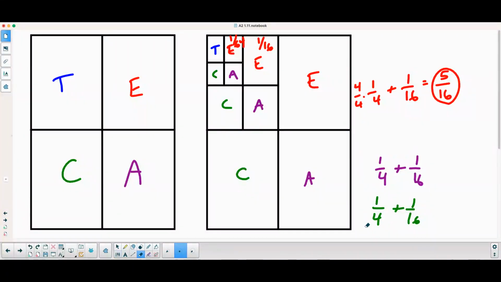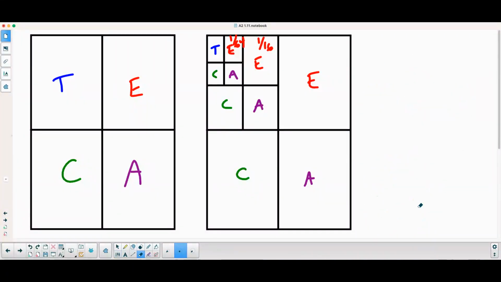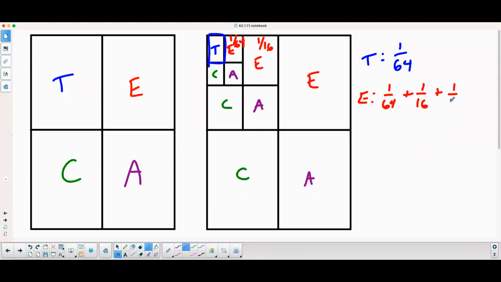So let me erase some of this here. So let's just do Elena. Well, Tyler's easy. Tyler is 1/64 because he's only got that one little block right there. Elena is going to be the same as everybody else. I'll just do hers. 1/64 plus 1/16 plus 1/4. Add all those up. (21/64).